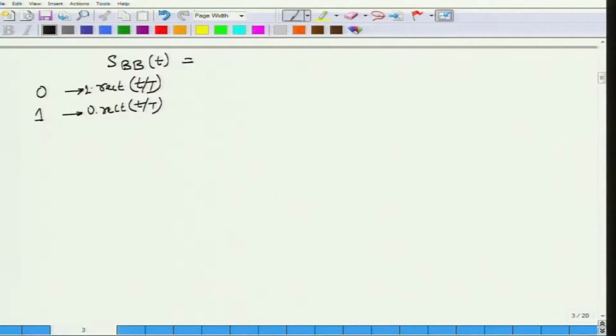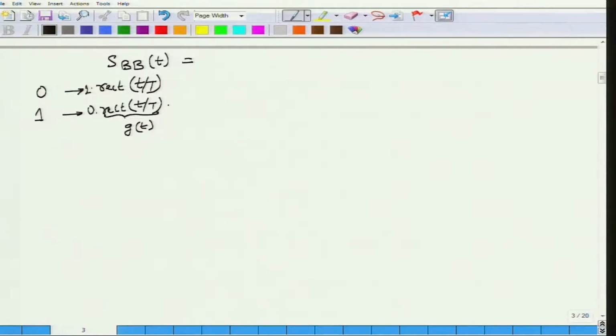So, you have the same basic pulse shape. This rectangular function of t by T is what we had called g of t. We will assume that this is the case for this module. Then if you take g of t and multiply it by 1, you are transmitting bit 0. If you take g of t and multiply it by 0, the amplitude becomes 0 and then you are transmitting bit 1, or equivalently symbol 0 and symbol 1.